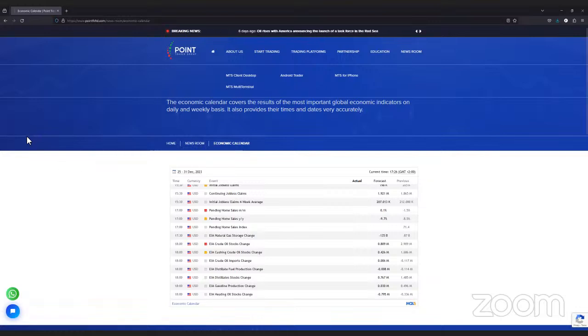Now, when it comes to the importance, the lowest is the gray. This has a very low impact on the market. The orange has a medium impact on the market. The red has a very high impact on the market. You know what I'm saying? So this is simply how it works.